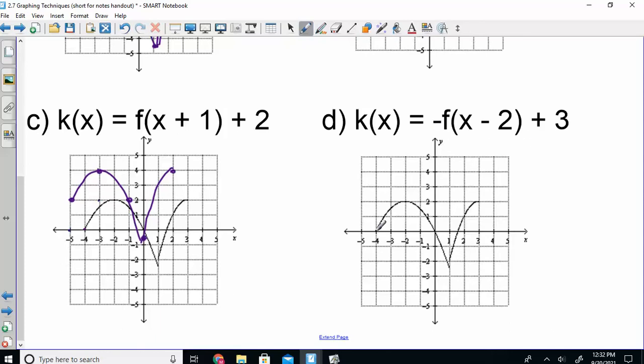The negative reflects it over the x, so this point's on the x, it wouldn't move. Then we go right 2, up 3. If I take this one, flip it over the x, it goes down here, right 2, up 3. This one, if you flip, doesn't go anywhere, right 2, up 3. This one, if you flip, it goes up to 2.5. Right 2, up 3.